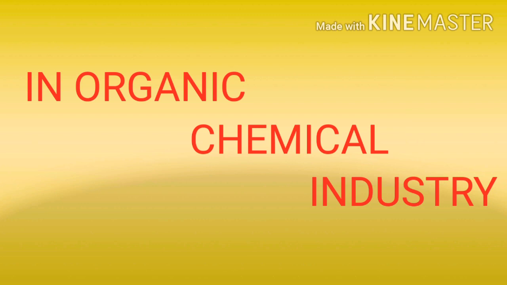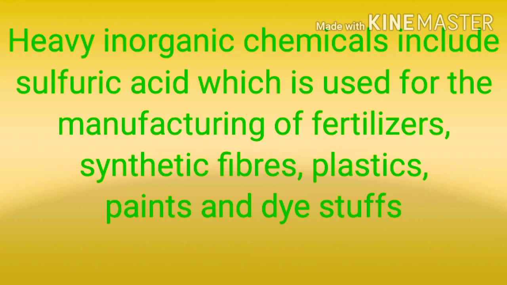Next, we are going to study in detail the inorganic chemical industry and its main features. The first main feature is that heavy inorganic chemicals like sulfuric acid are used for manufacturing fertilizers, synthetic fibers, plastics, paints and dyestuffs.